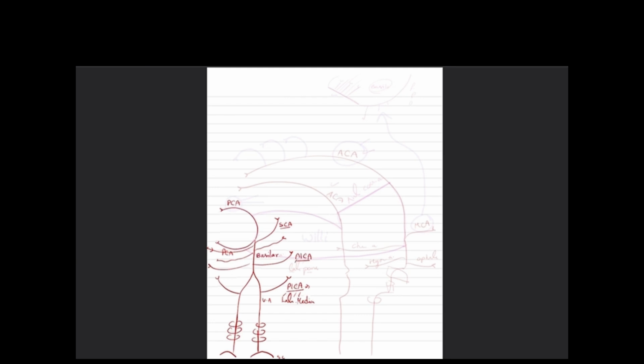Same thing for the anterior inferior cerebellar artery, which is not just supplying the anterior inferior surface of the cerebellum, but it also supplies the lateral pons. Since it is coming from the basilar artery, which is at the level of the pons, it supplies the lateral pons.